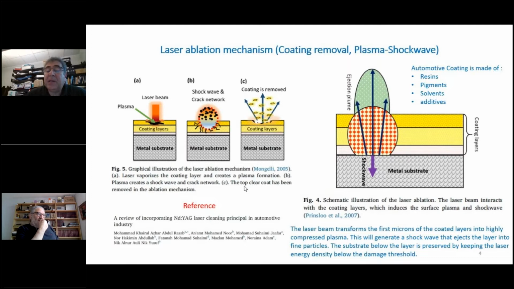Here you also see another diagram that shows this. In some cases, the coating is transparent to the laser beam. So the metal substrate underneath absorbs the laser beam, and then the shock wave is formed there in the metal substrate, and then it blasts the coating at the surface, and that is a different process. It's called spallation. So we'll talk about that when we examine the nuclear power plant contamination and removal.